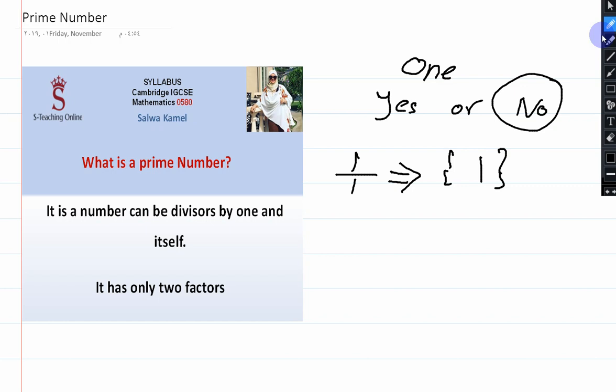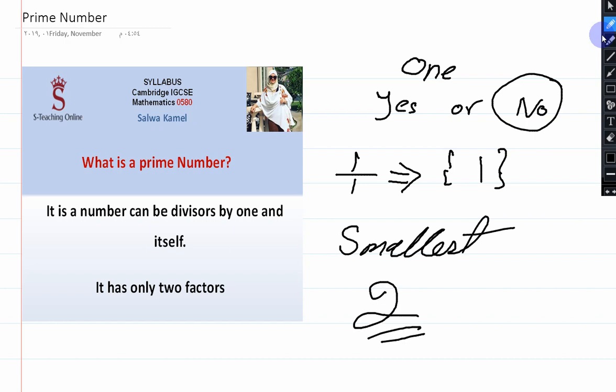So what is the smallest prime number? The smallest prime number is 2, not 1. This is very important information. All of you have to take care about it.